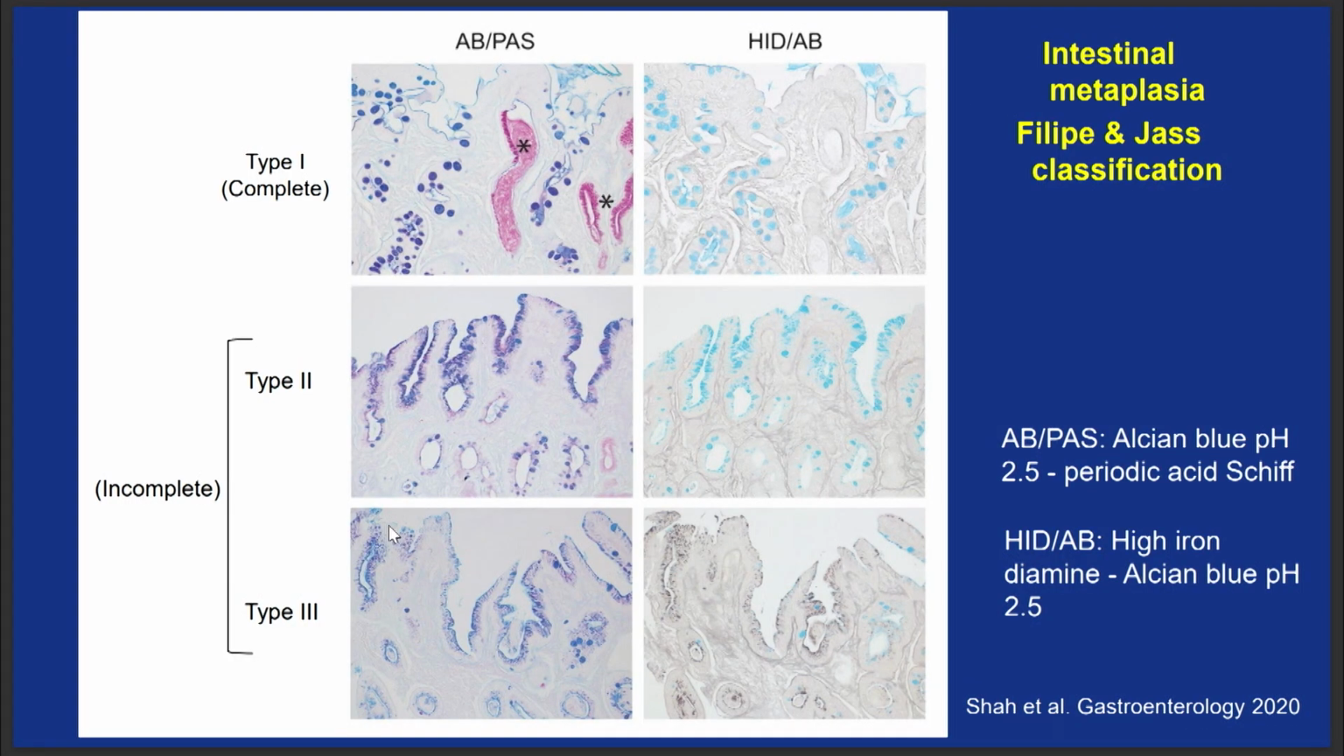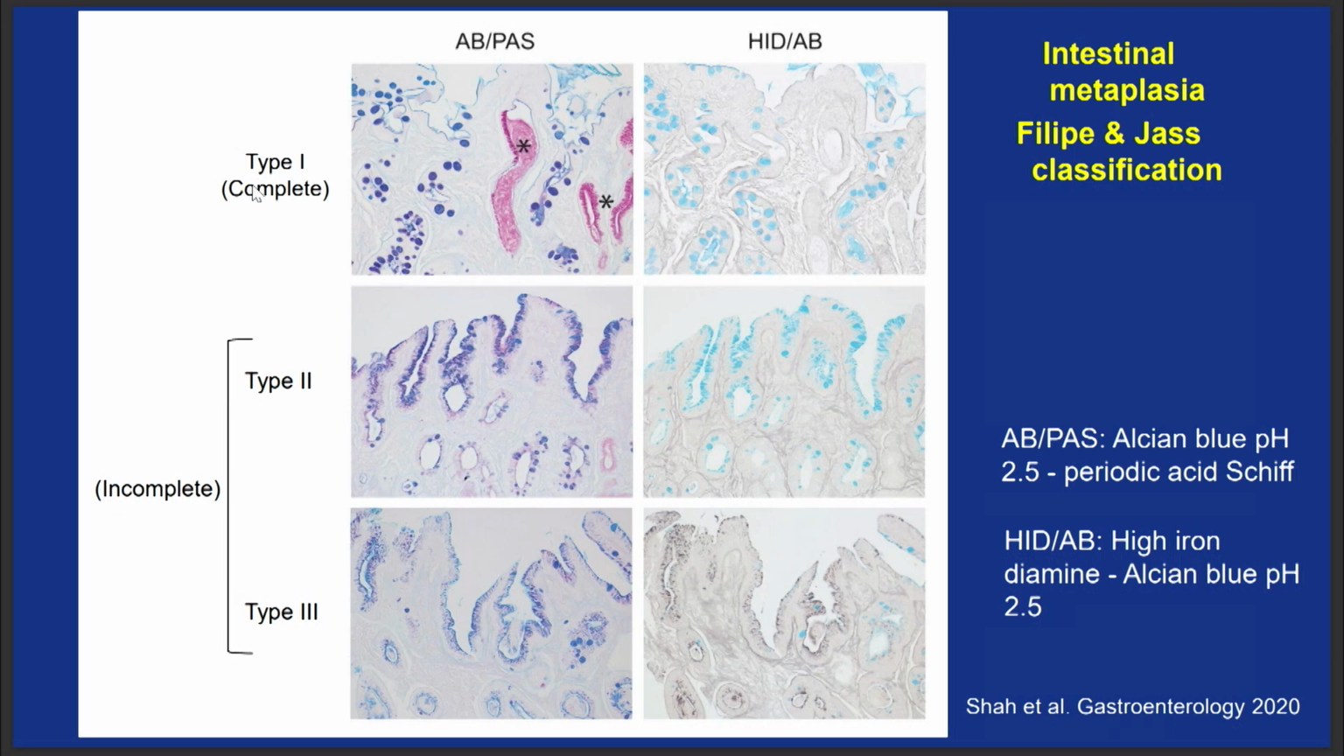Another classification is the one that was developed by Felipe and Jass, and this recognizes 3 types. Type 1 corresponds to the complete type, and types 2 and 3 are incomplete. For this classification, special stains are required. One of them is the Alcian blue periodic acid-Schiff, and the other one is the high iron diamine Alcian blue. With the Alcian blue PAS, we can differentiate acid mucins that are in the intestine from neutral mucins, which are normal in the stomach.